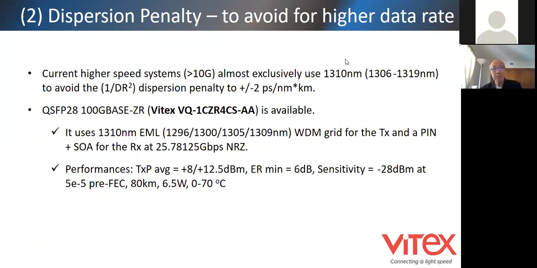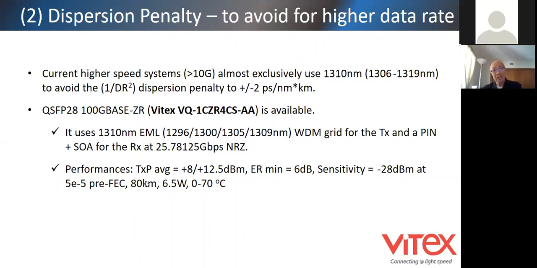For this type of design, we also have one. If you go to the website, it's available there. The wavelength for this transmitter is in the 1310 range, EML, with 4 wavelengths in the WDM grid for the transmitter, and a PIN plus a semiconductor optical amplifier inside the ROSA, to operate at 25G NRZ. So the performance is respectable.